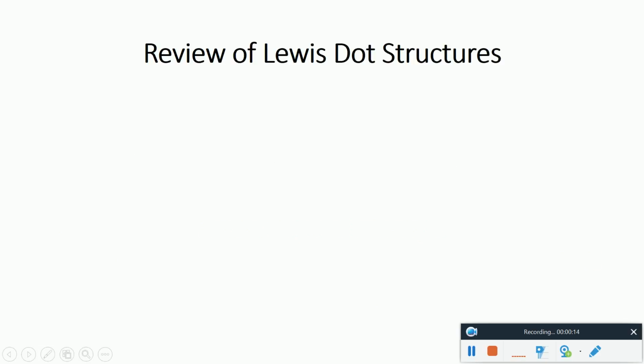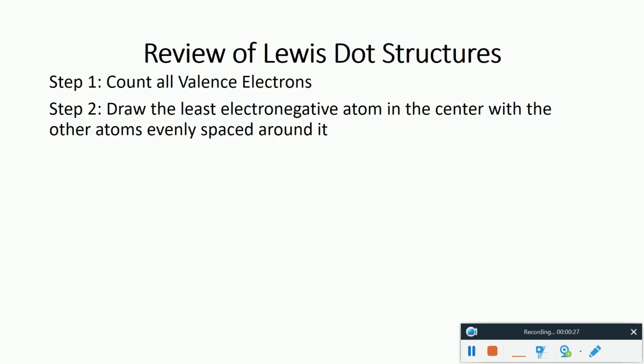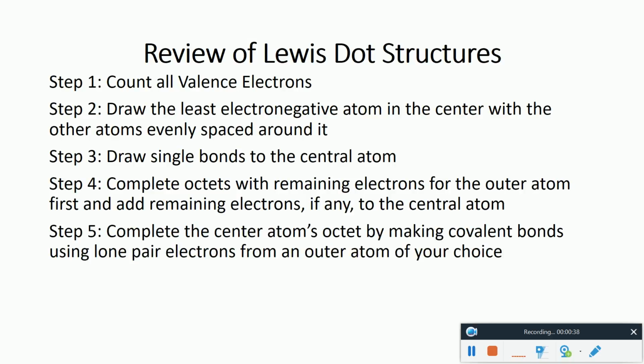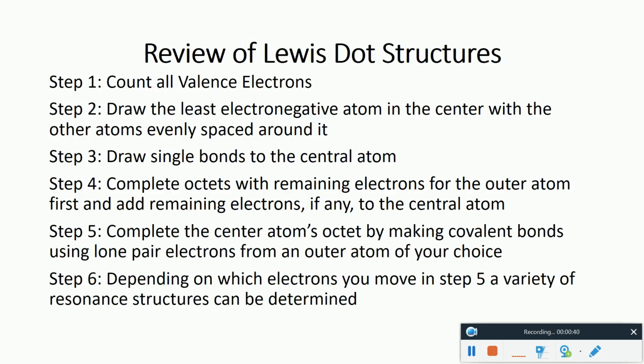So quick review, because you should know how this works from Gen Chem already, but a review of Lewis dot structures. There are 6 steps that I go through when I do these, so I just wrote them out here. Count all the valence electrons, draw the least electronegative atom in the center, draw single bonds to the central atom, complete octets, complete the center atom's octet, and then you can figure out what resonance structures are going to be the most contributing.